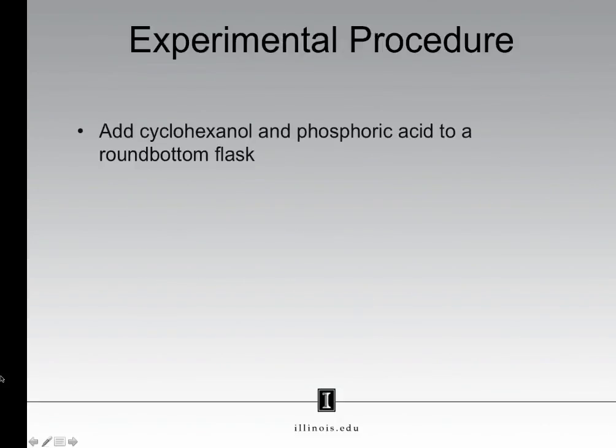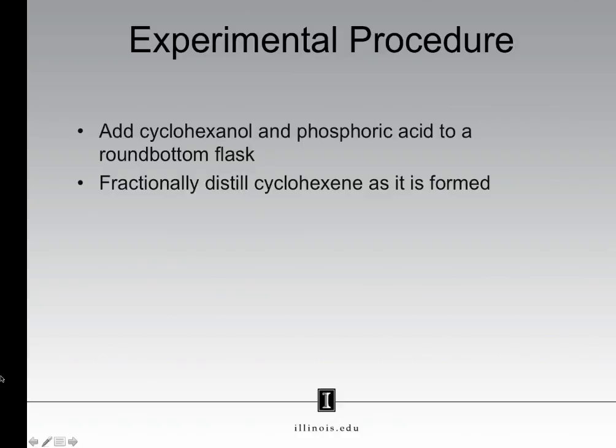The reaction component of this experiment is pretty simple. You will take some cyclohexanol and you will add it to a round-bottom flask. You will then add some phosphoric acid to that flask to start the reaction. While the reaction is running, you will simultaneously be fractionally distilling the cyclohexene as it is formed. After you have collected the cyclohexene, you will then dry it using potassium carbonate.